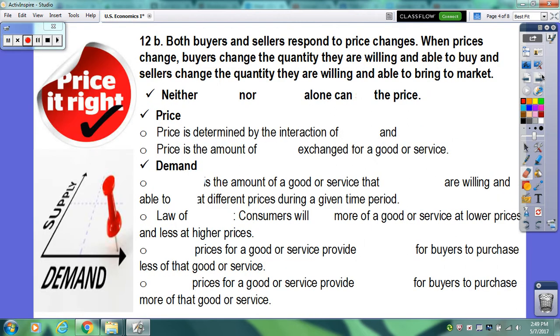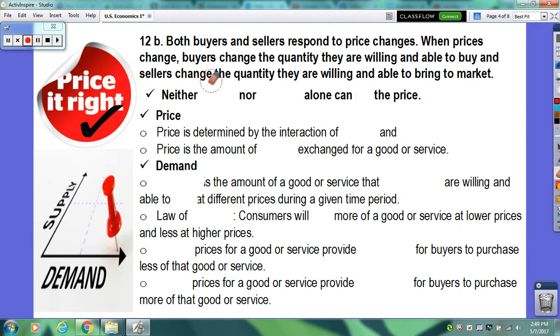So a little bit less than the last one, so this should go a lot faster. The next point here is buyers and sellers respond to price changes. So neither supply nor demand alone can set the price. When we're talking about setting price, we're talking about supply and demand, but there are also other factors out there. Supply and demand are two of the most important things you probably need to be aware of, especially to pass your SOL test. But that's not the only thing that can set the price.